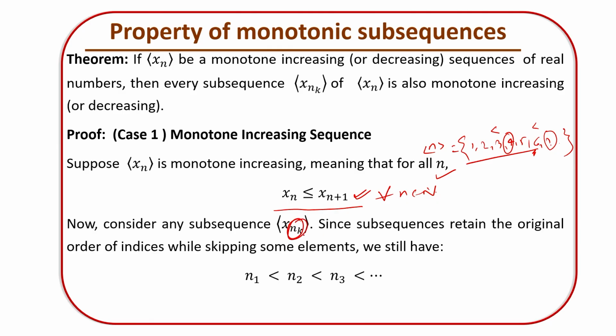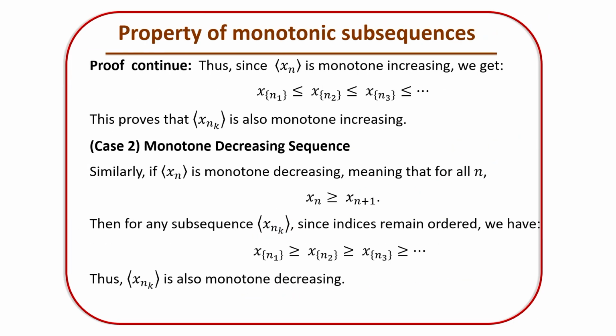We already know that if it is a subsequence, then nk must itself be monotonically increasing. Since subsequences retain the original order of indices while skipping some elements, we still have n1, n2, n3 and so on, in the same order as before. That's why the subsequence is monotonic increasing. We get xn1, xn2, xn3 in order, and that means the subsequence must be monotonically increasing.